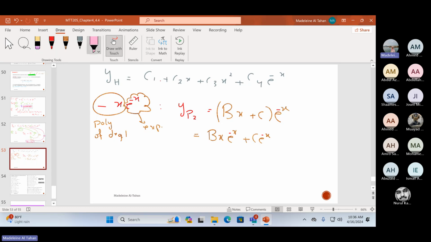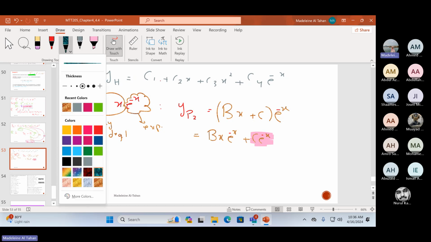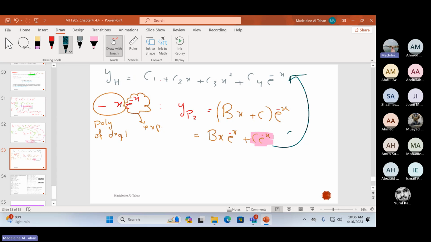Now we need to check the dependency or the independency. Look at this one. Dependent or independent? Dependent. So remove the dependency. How? Multiply y by x, x multiplied by the whole one: E negative x plus B E negative x, which is bx squared E negative x plus dx E negative x.